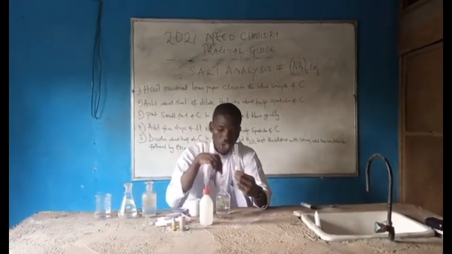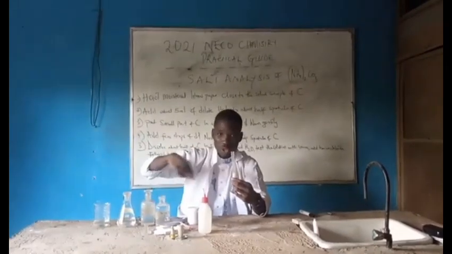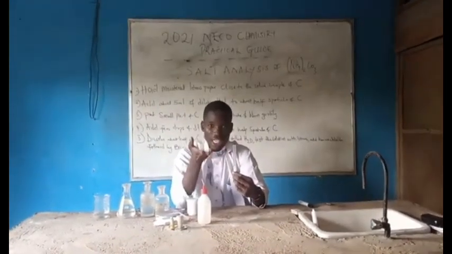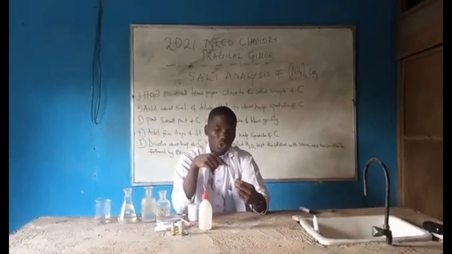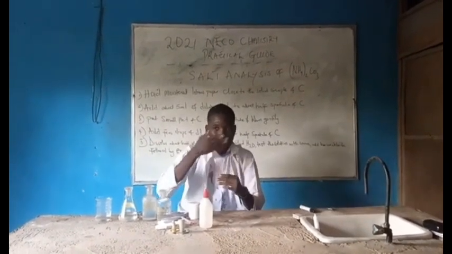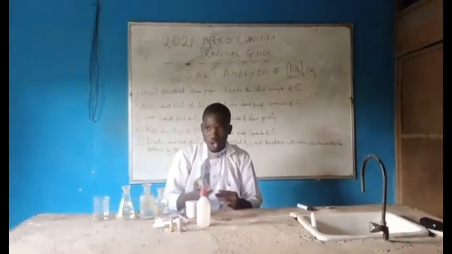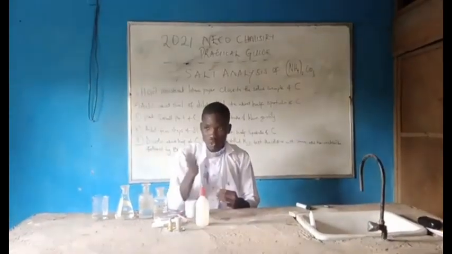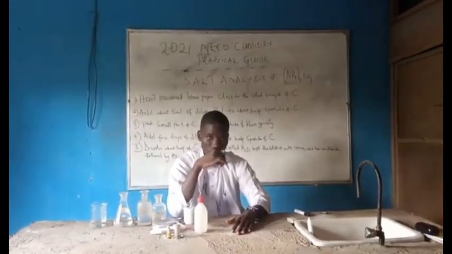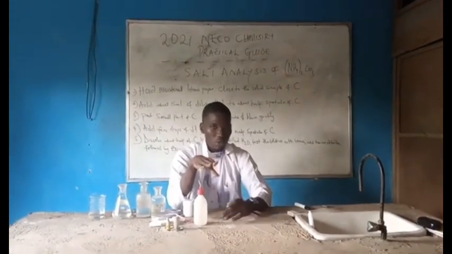The first observation is that when you pour the dilute HCl into this sample C now, as you can see, it evolves. So effervescent. So it turns lime water what? Milky. And when you swab to feel the odor, it is what? Odorless. So now, that is the observation.